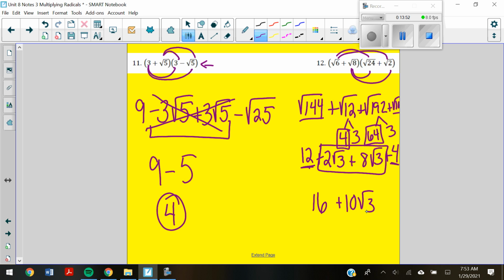Now, pump the brakes, don't add the 16 and the 10. If it helps to write it like this, so that you don't feel tempted because you've got that square root of 3 in there, that's fine. But both of those, I will accept for answers. All right, there you have it.